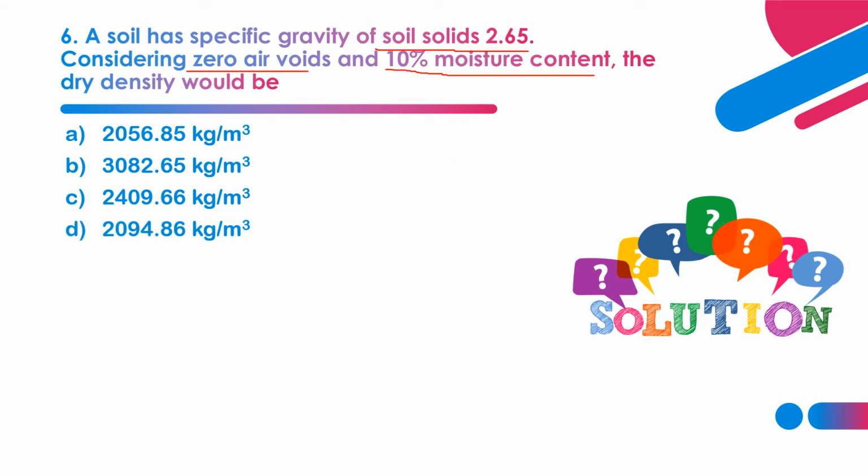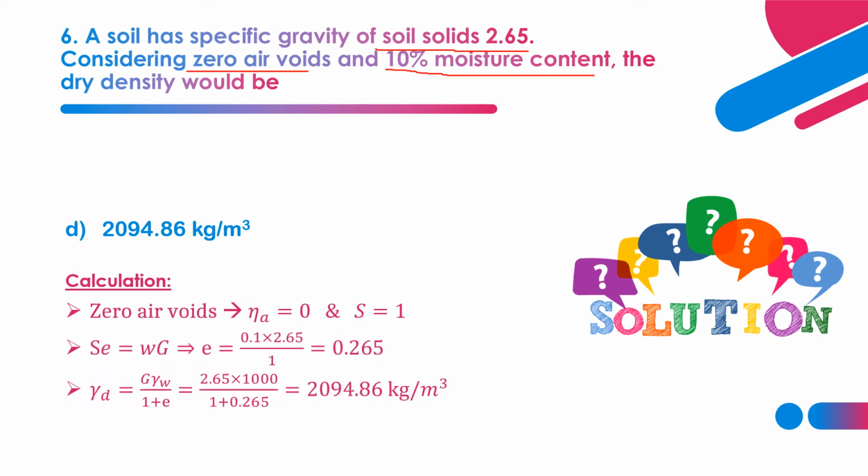Option D is the right answer, 2094.86. Now let's see the calculation part. They have given 0 air voids, which means the percentage of air voids is 0, and therefore saturation will be 1. Degree of saturation is 100%, or we can say 1.